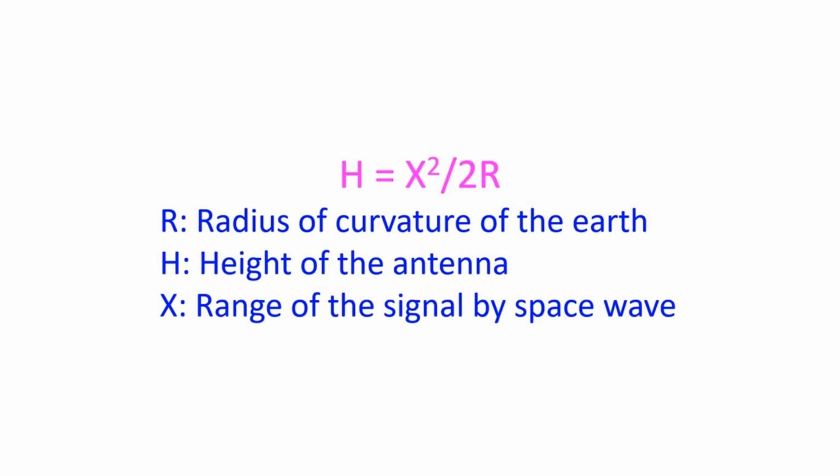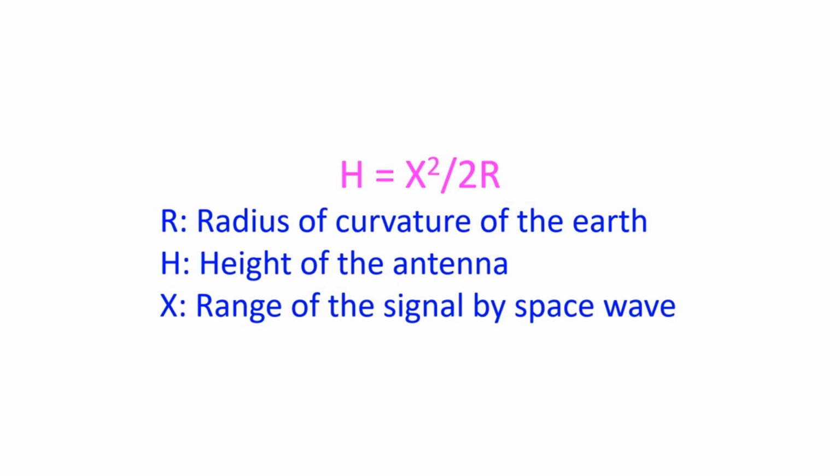If you need a range of x, the formula is h = x²/2r, where r is the radius of curvature of Earth and h the height of the antenna. In this calculation, only height of one antenna is considered. The other antenna is presumed to be at ground level for simplicity of calculation.